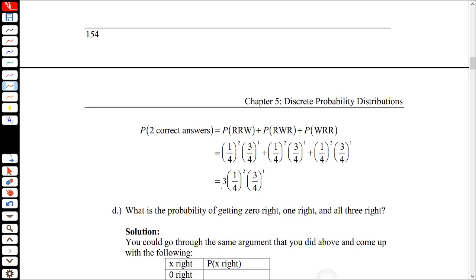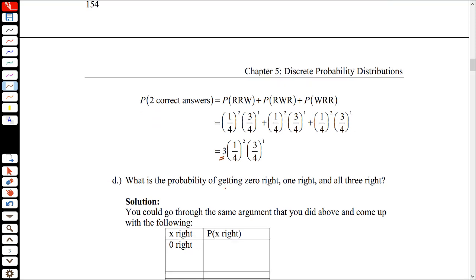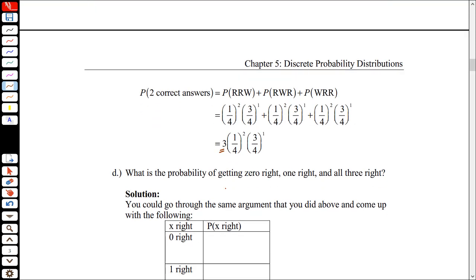So there were 3 options, and they're all the same. So I have 3 times 1/4 squared times 3/4 to the first power. So this is kind of a tedious way to compute this, but it gives you an idea of what's going on.